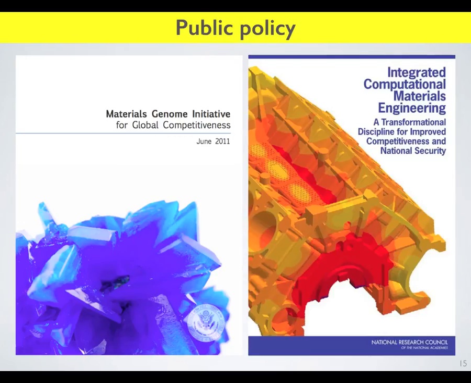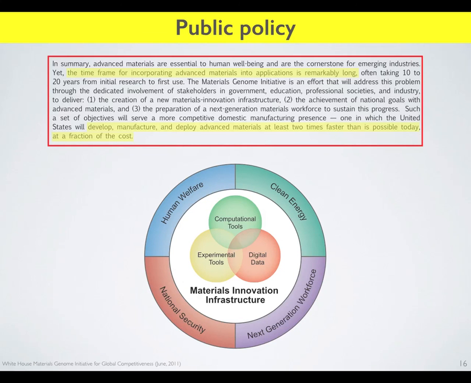So perhaps you can think of the Materials Genome Initiative as Computational Materials Science and Engineering, CMSE, and the publication from the NRC as the ICME counterpart to that. It really talks about how ICME is going to be vital for industrial and national competitiveness, again, in the new century. Here is a highlight from the Materials Genome Initiative that perhaps encapsulates why public policy is so focused on computational materials science and engineering. The time frame for incorporating advanced materials into applications is remarkably long. So to develop, manufacture, and deploy advanced materials two times faster at a fraction of the cost is a vital national goal.